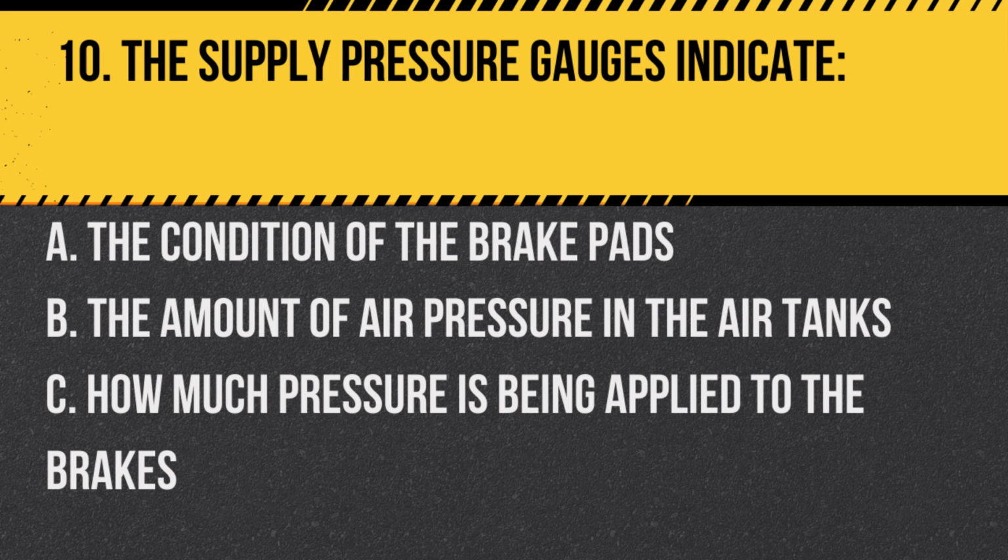Question 10. The supply pressure gauges indicate A. The condition of the brake pads. B. The amount of air pressure in the air tanks. C. How much pressure is being applied to the brakes. Answer: B. The amount of air pressure in the air tanks. This shows the available reserve power.